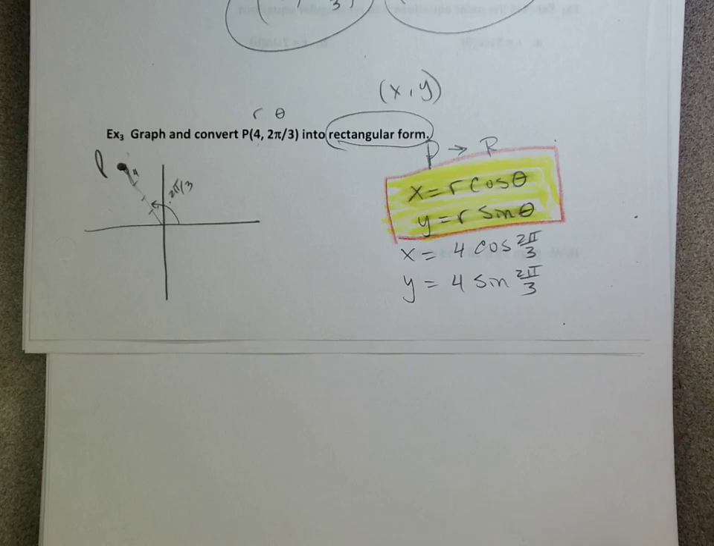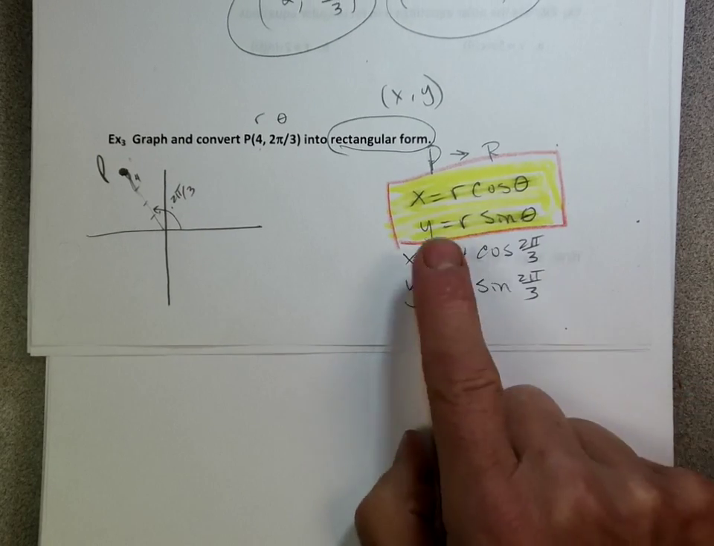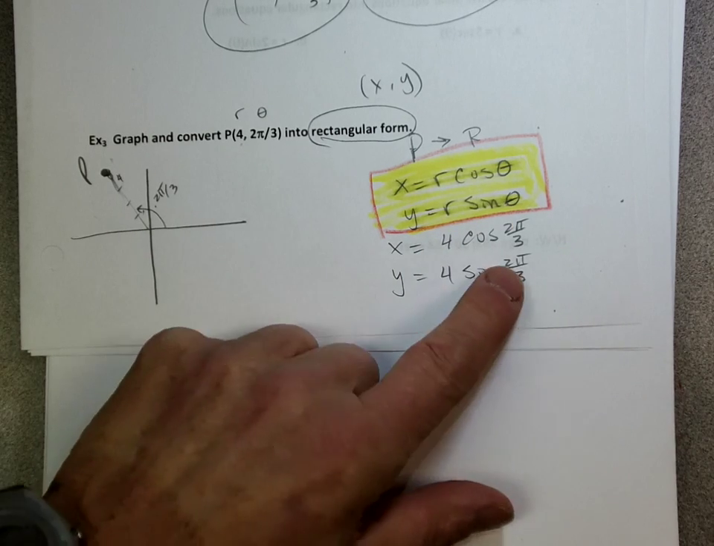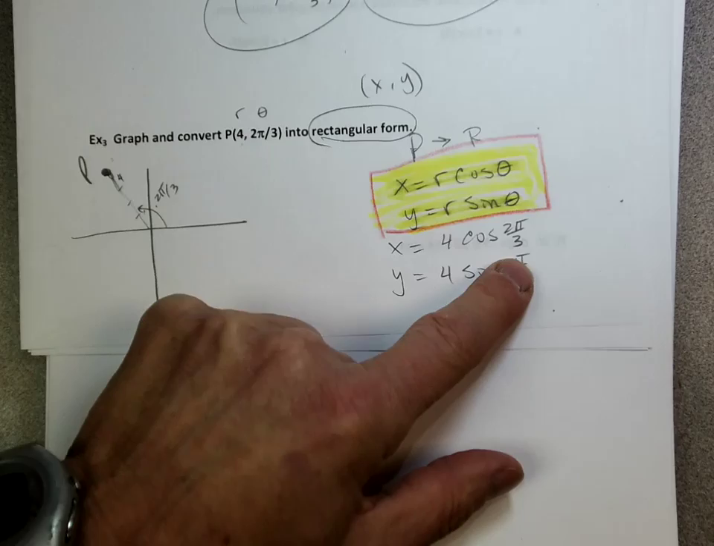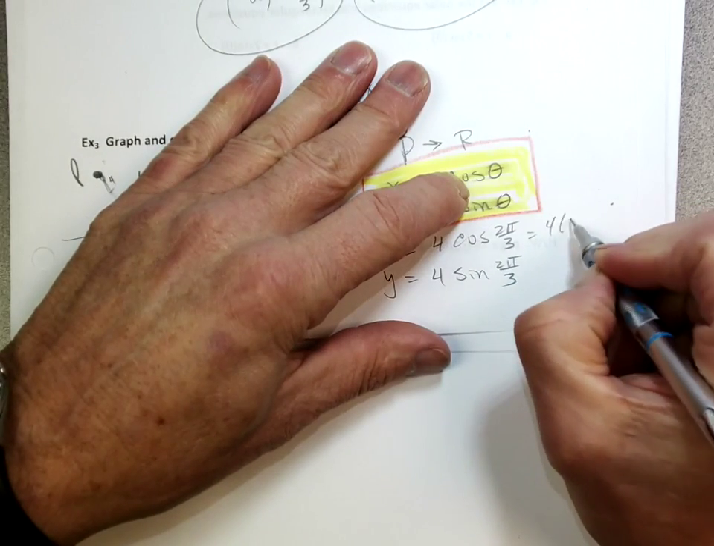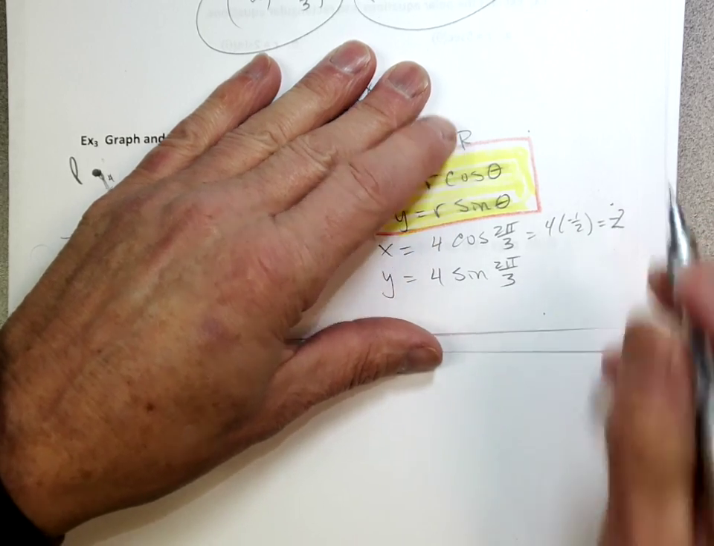So how do you convert from polar to rectangular? It's super easy. X value is always r cosine of theta. Y value is just equal to r sine of theta. Well, let's go to the unit circle. What is the cosine of 2 pi thirds? Cosine of 2 pi thirds is negative 1/2. So we're going to have 4 times negative 1/2, which is negative 2.